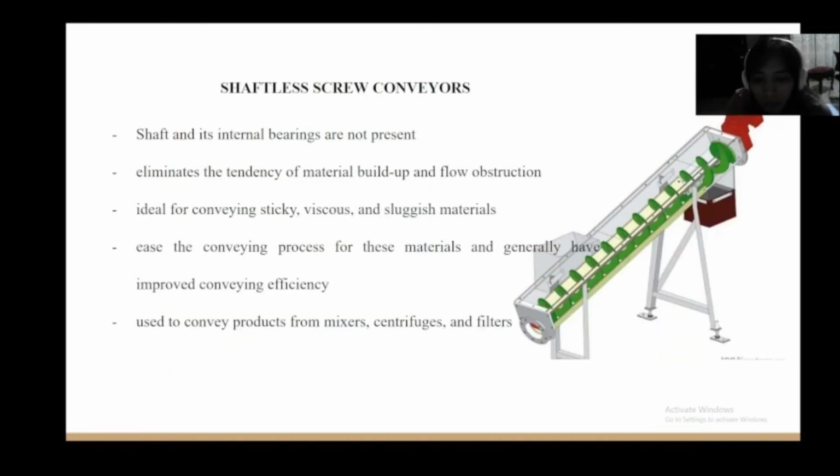In shaftless screw conveyors, the shaft of the conveyor screw and its internal bearings are not present. This eliminates the tendency of material buildup and flow obstruction. Hence, shaftless screw conveyors are ideal for conveying sticky, viscous, and sluggish materials. They ease the conveying process for these materials and generally have improved conveying efficiency. They are also used to convey products for mixers, centrifuges, and filters.